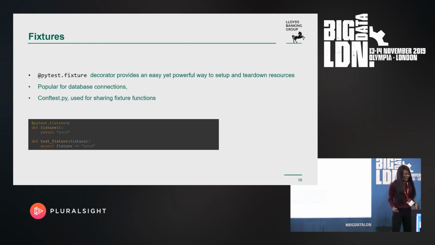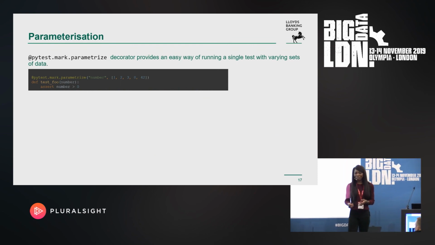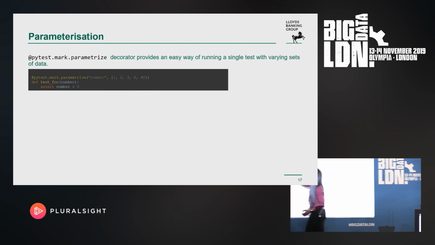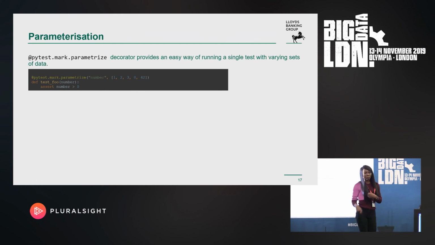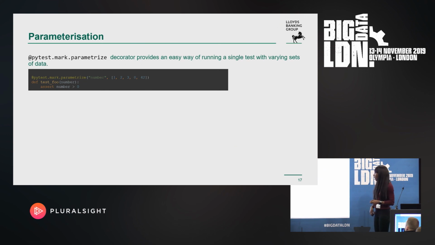And finally, parameterization. This is also a very easy way of running a single test method multiple times, changing the input argument at each iteration. So instead of defining your test methods multiple times and then changing the argument, all you have to do is decorate it using @pytest.mark.parametrize, and the first argument is the input argument, which goes into your test function, and the second argument is an iterable of the values that you want to pass into your function and see what the result is.